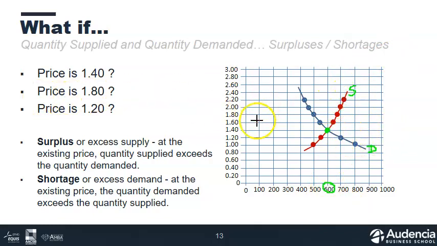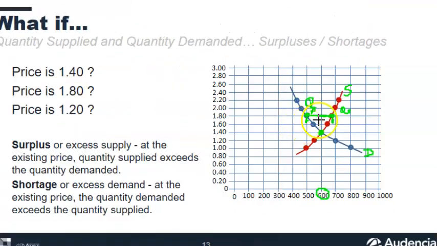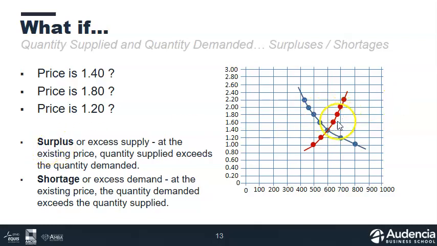Now, what happens if price is 180? If price is 180, we're up here, and we see the quantity supplied and the quantity demanded. There's a gap, a difference here. If price is 180, the quantity demanded is here. The quantity the people want to sell is over here, and we have a gap. And this gap is called, well, we have a surplus.